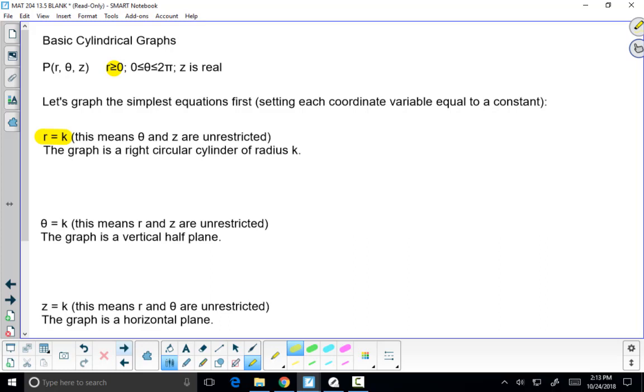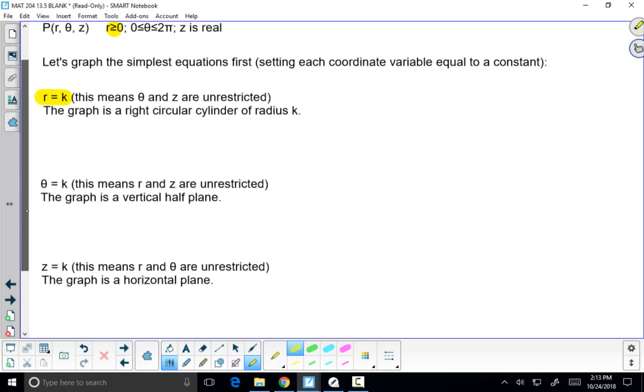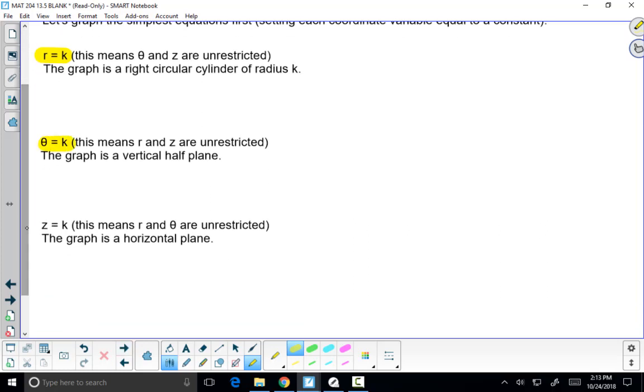So if theta is 0 to 2 pi and z is unrestricted, we're going to get a right circular cylinder of radius k. So that's a very simple way to graph a cylinder, or to write down the equation of a cylinder. R equals 2 is the right circular cylinder of radius 2, centered at the origin. So pretty simple. Theta equals k.